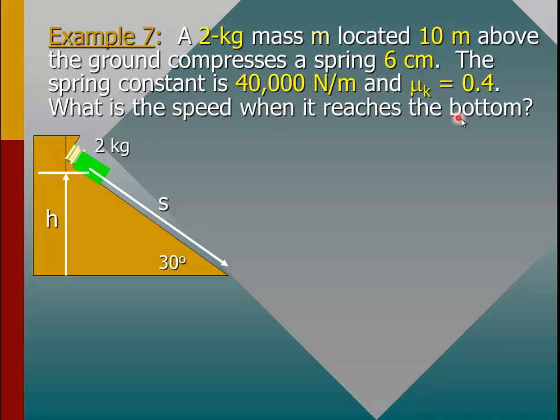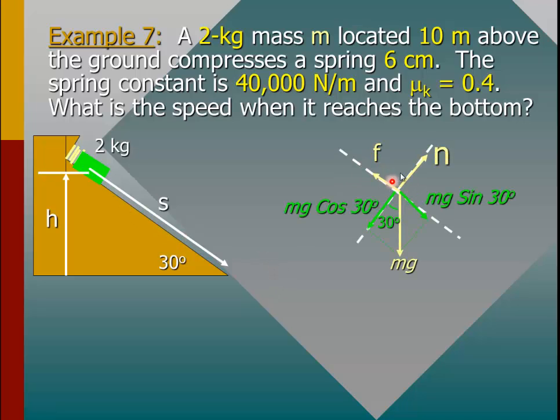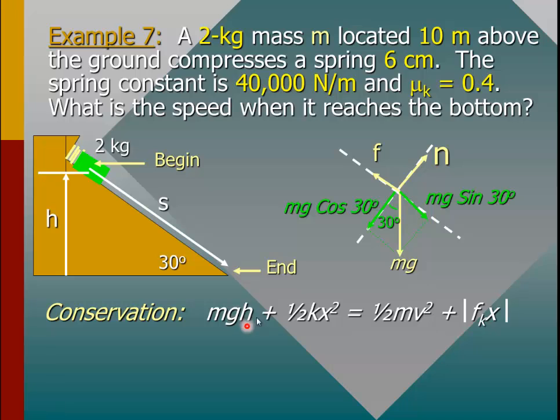So it's going to have the spring pushing it down and also gravity pushing it down, but friction is going to go against it. So here's friction in the opposite direction, the normal force. Here's a component of weight. And so we're going to have beginning and end. So by conservation of energy, we have the initial potential energy, and we have the stored energy in the spring, and that's going to equal the final kinetic energy plus any of the work done by friction.